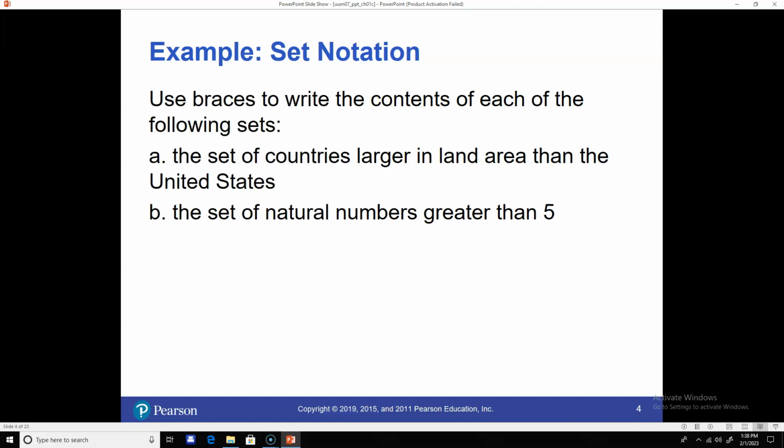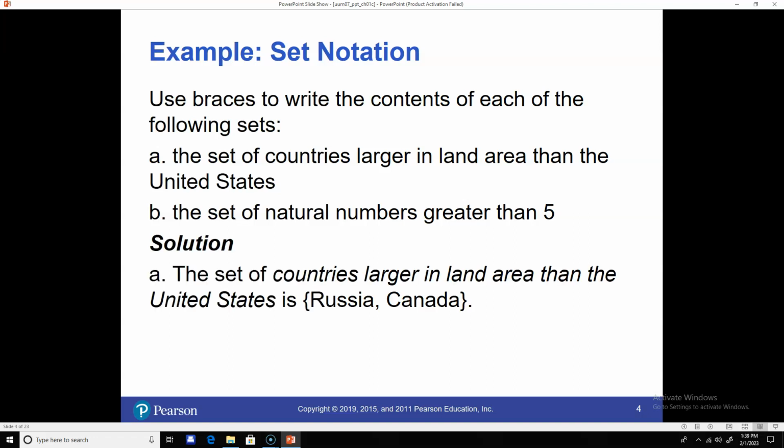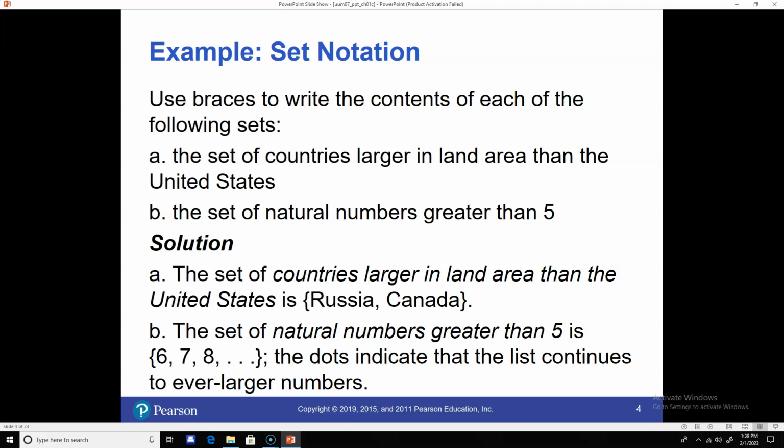The set of natural numbers greater than 5. Again, natural numbers are just your counting numbers. So this would be 6, 7, 8, and so on. So they might do comma, dot, dot, dot after some amount that makes the pattern clear. So as stated, they have Russia and Canada inside the braces. And for the set of natural numbers, 6, 7, 8, and then the dots indicate that the list continues.